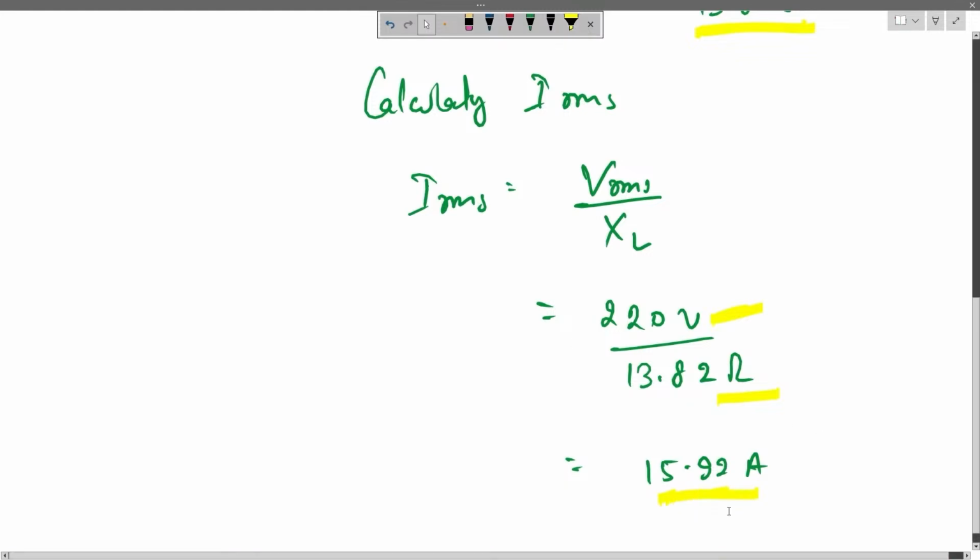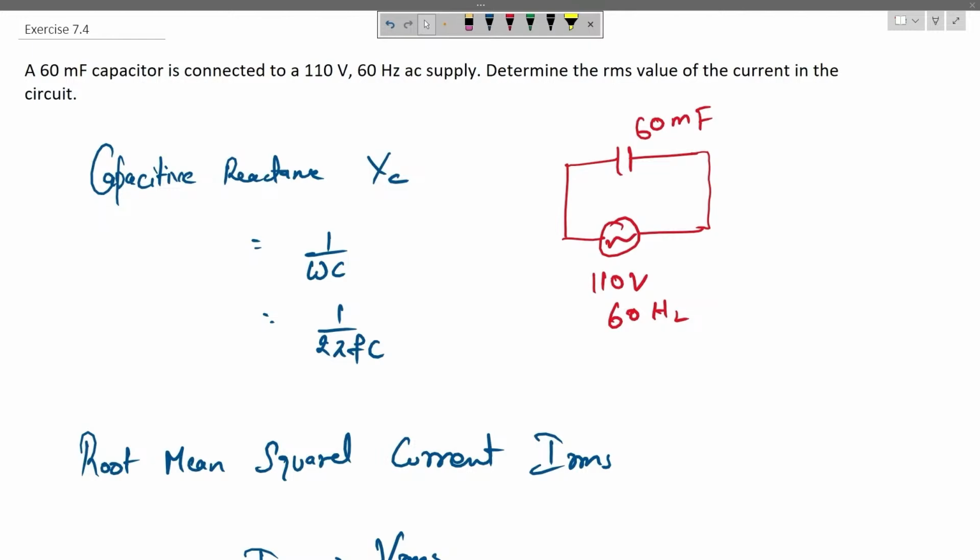The question says that a 60 microfarad capacitor is connected to a 110 volt, 60 hertz AC supply. Determine the RMS value of the current in the circuit. Now again, this question is similar to the previous question. This capacitor is going to resist some current, and that resistance is given by capacitive reactance, XC, defined as 1 by omega C, where omega is 2 pi times frequency.